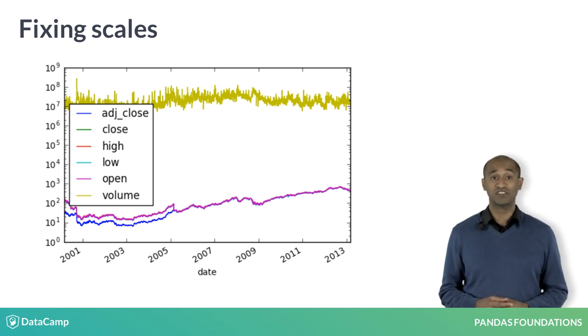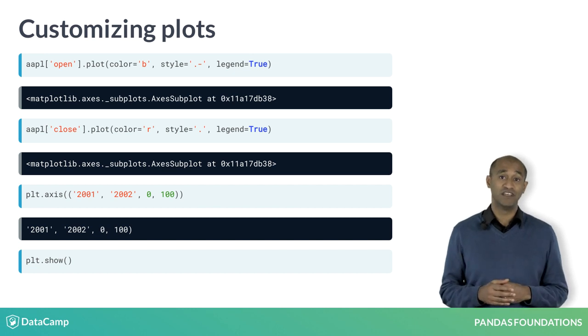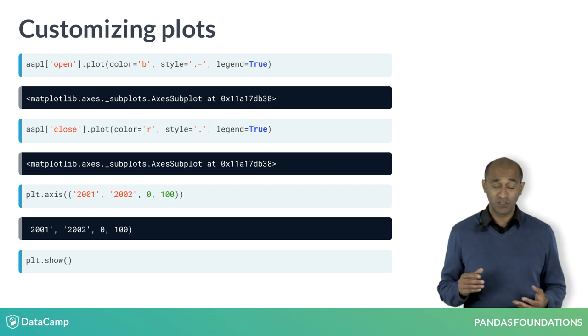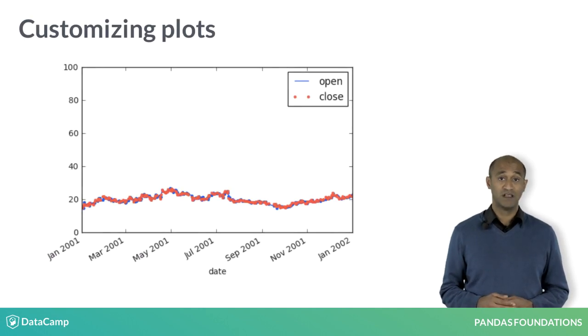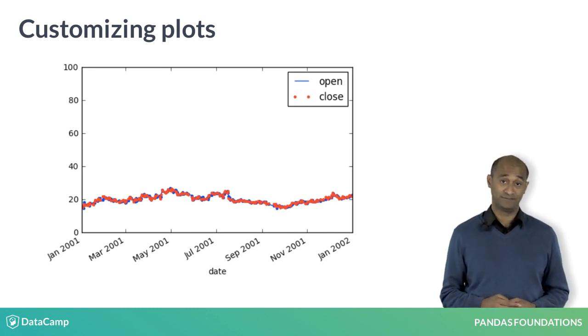Any matplotlib options can be used to customize a series or DataFrame figure. For instance, we can abstract the open and close series and plot them separately, specifying the colors, line styles, and legend labels. We zoomed the axis in to the year 2001 with the vertical scale from 0 to 100, and we explicitly place a legend. To find out more about matplotlib customization, see our course on data visualization in Python. Notice again, the horizontal date ticks are labeled for us cleanly.